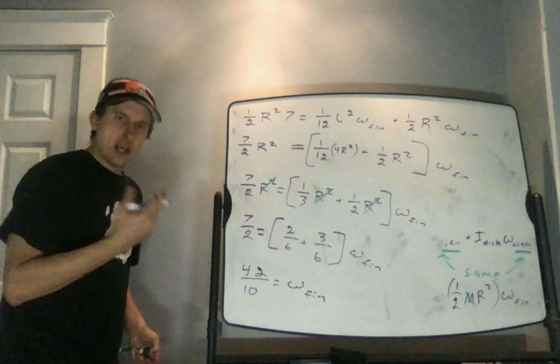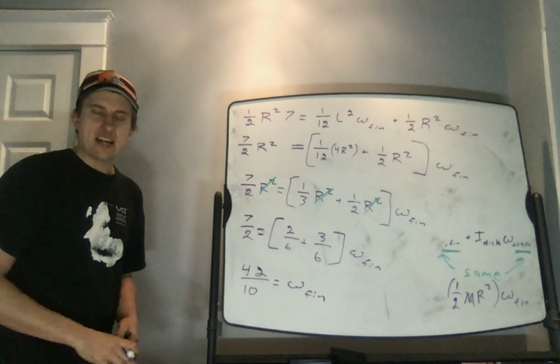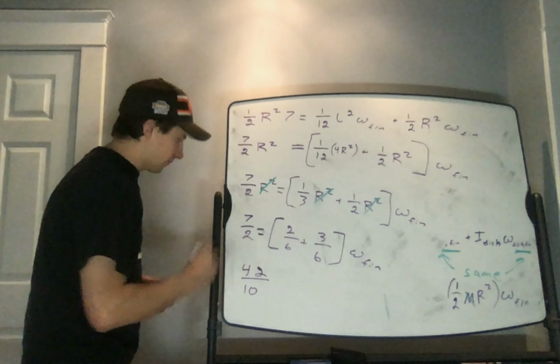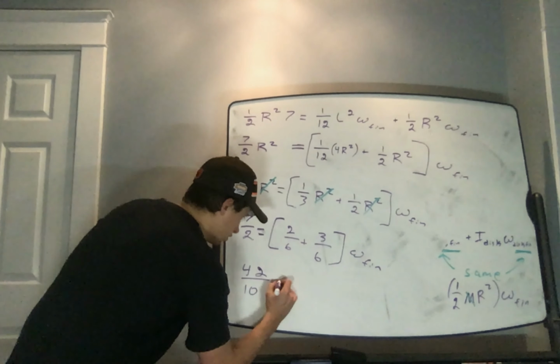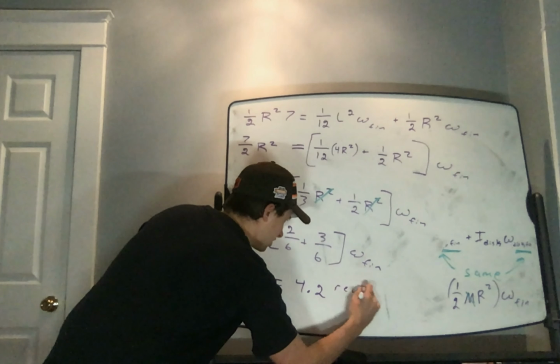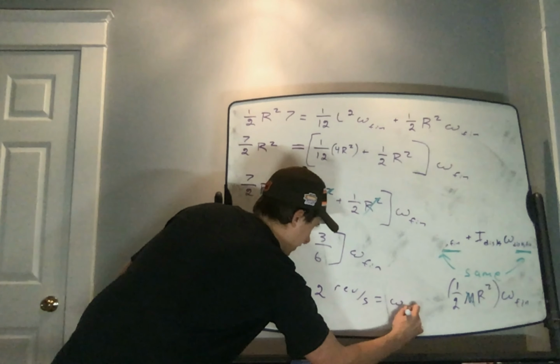And because the units of the angular velocity were written in revolutions per second, the final angular velocity is 42/10, which is equal to 4.2 revolutions per second for omega final.